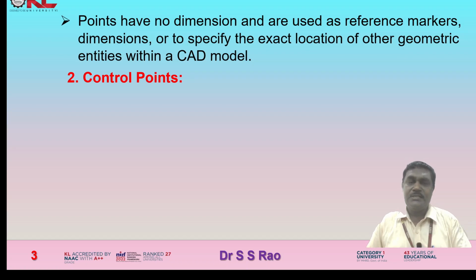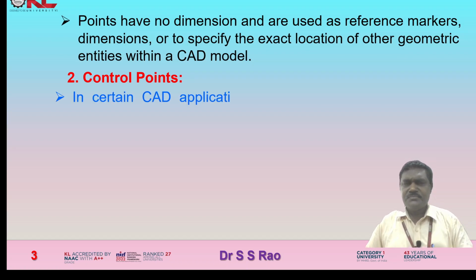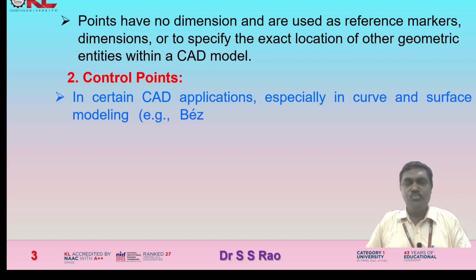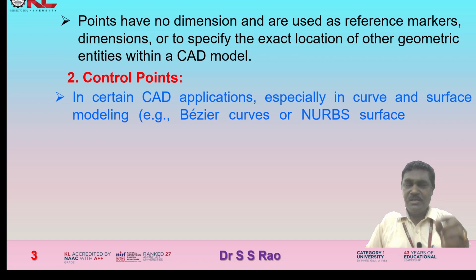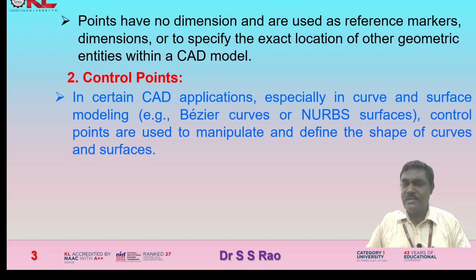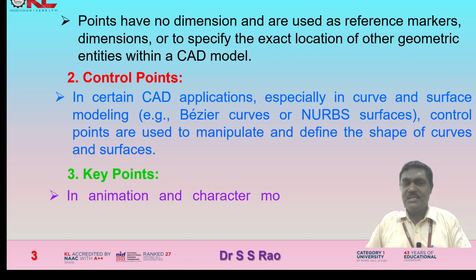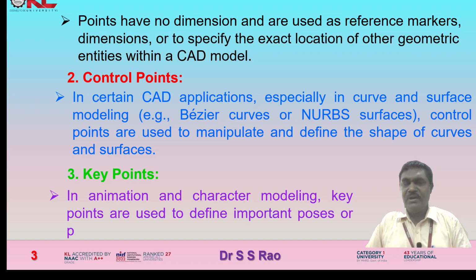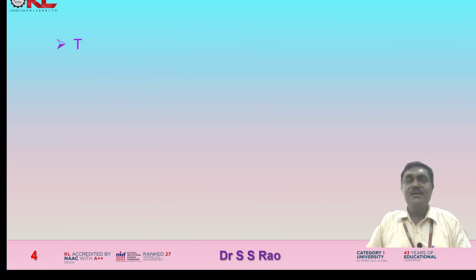Next, control points. In certain CAD applications, especially in curve and surface modeling, for example Bezier curves or NURBS surfaces, control points are essential, used to manipulate and define the shape of curves and surfaces. What are key points? In animation and character modeling, key points are used to define important poses or positions in an animation sequence.